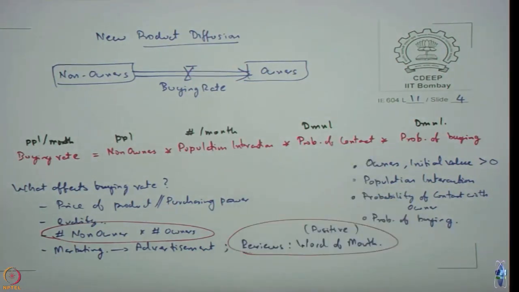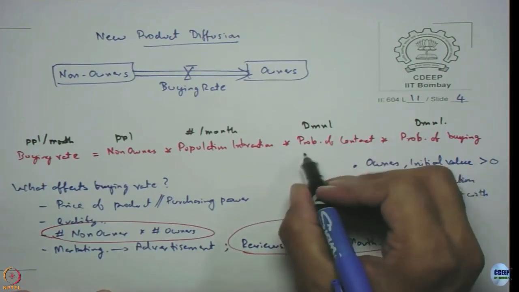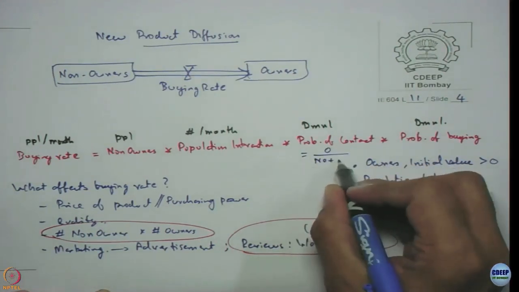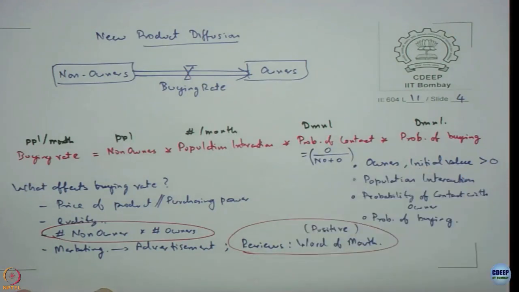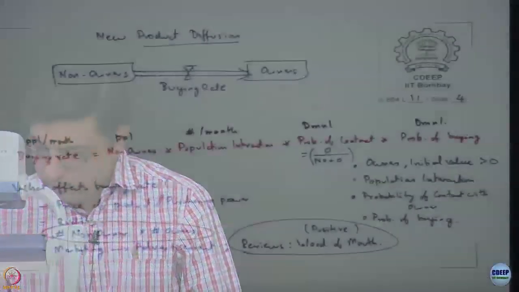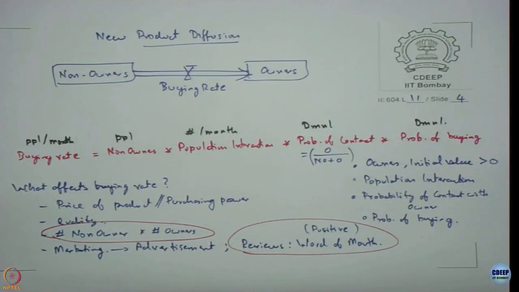So, how do you get the probability of contact? Again, remember total population is conserved, right? So, if I know how many owners there are, the probability I'm going to meet an owner is the number of owners divided by the total population. Correct. So, the probability of contact will be nothing but owners divided by non-owners plus owners. Right. That should be the probability I'm going to meet an owner, the proportion of owners in the group. And for probability of buying, we will assume we know some value there.